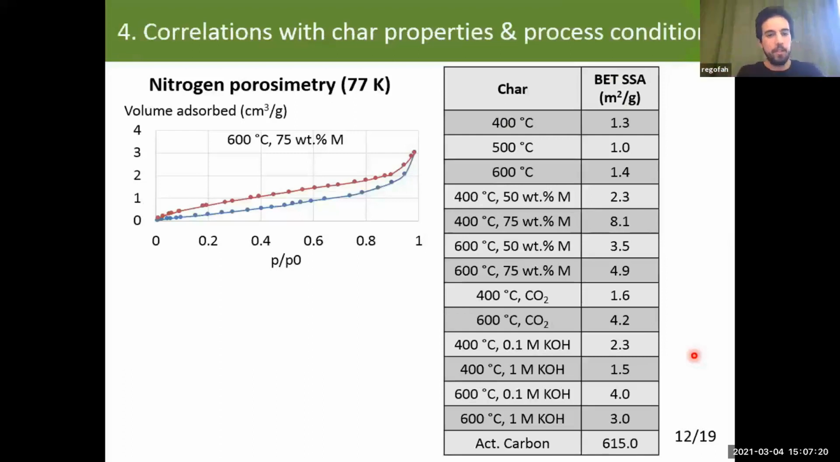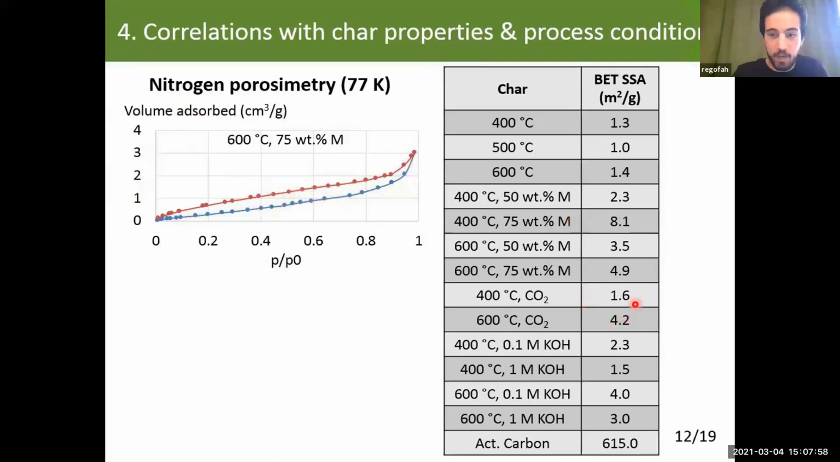So then looking at the char properties and trying to correlate with what was happening in the absorption, I looked at the porosimetry, of course, using nitrogen. I'm not putting all the isotherms here, but they all more or less look like this one. So the volume absorbed is very low, and there's some hysteresis between adsorption and desorption that was happening variably between the chars, but it usually occurred.